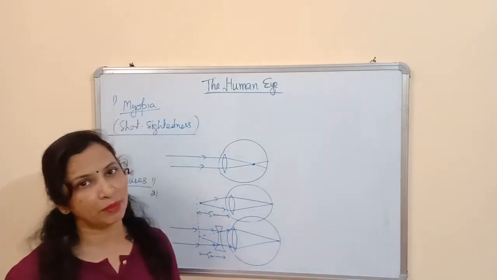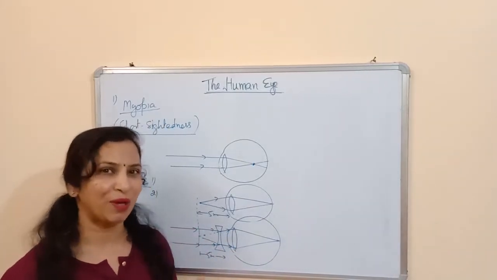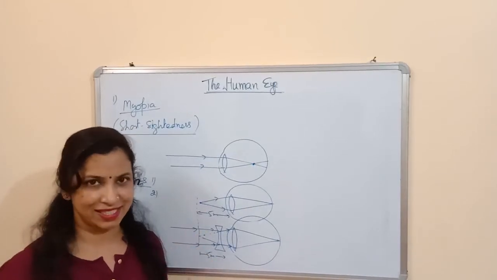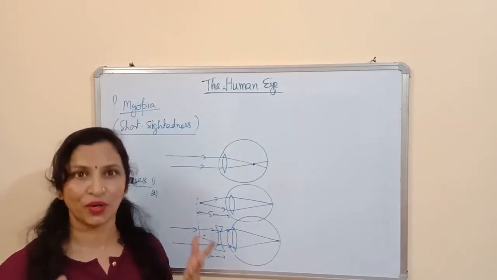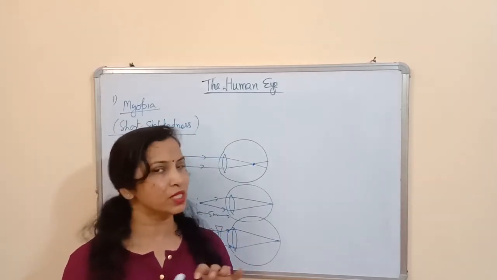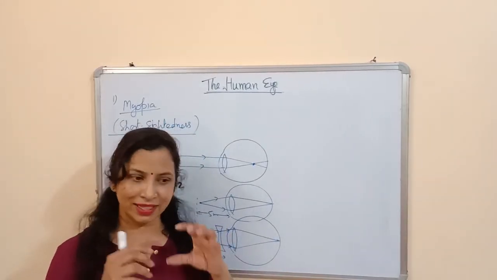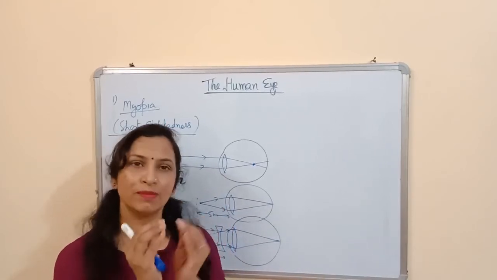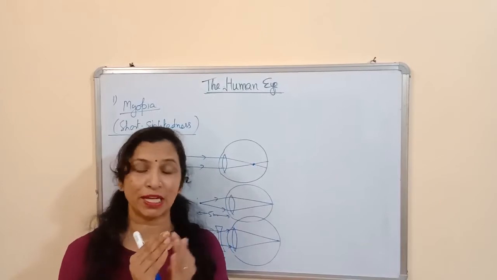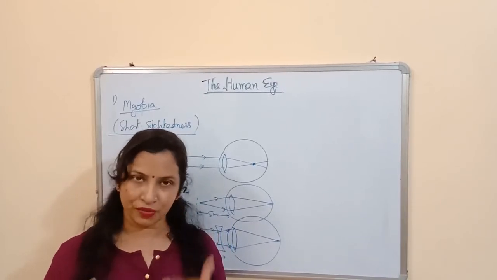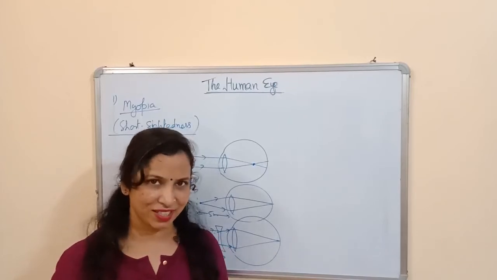And what about the nearby object? If you want to see the nearby object, then your ciliary muscles get contracted. When they get contracted, the suspensory ligament becomes loose, and the lens gains its original shape. Original shape means it becomes thick, and when it becomes thick, its focal length becomes short. So due to this, you are able to see the nearby object.